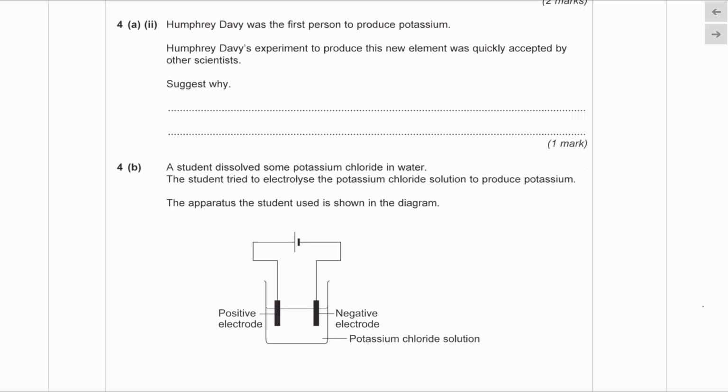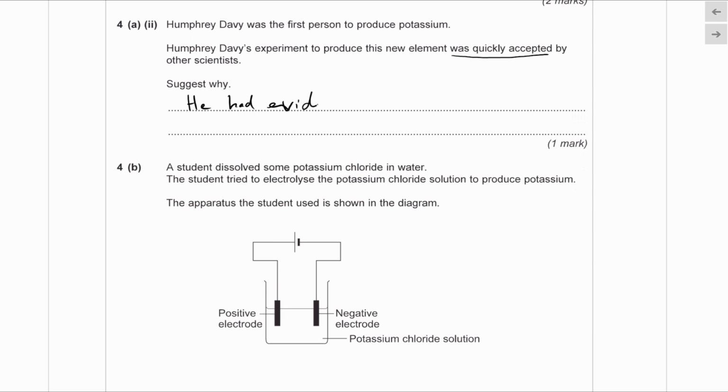Okay, so part 2. It says that Humphrey Davy was the first person to produce potassium. His experiment to produce this new element was quickly accepted by other scientists. Suggest why. Okay, and normally questions say why wasn't something accepted, but here it says that it was accepted. So think why. Well, there are 2 real reasons. The first one will be that because he's produced it, he's got evidence to show that he has produced the element potassium. So I'm going to say that he had evidence.